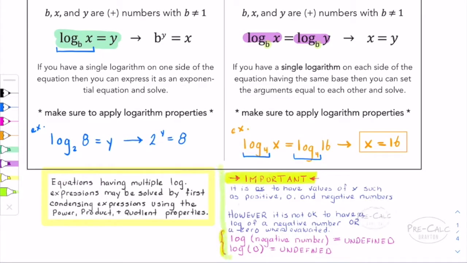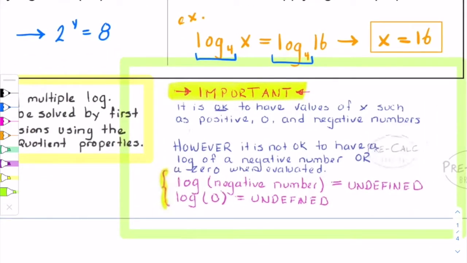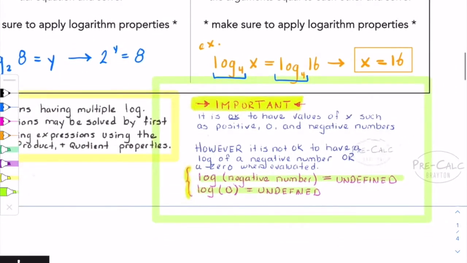And then here it says it is okay to have values of x such as positive values, 0, and negative numbers. However, it is not okay to have a log of a negative number or a 0 when it's evaluated. So there's two important ones to see. We're looking at the log of a negative number is undefined, and the log of 0 is also undefined. So those two are important to recognize in case you see them anywhere. You can never have a negative argument.